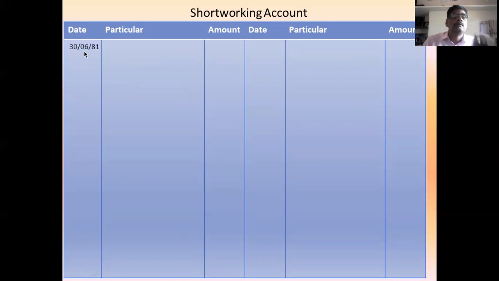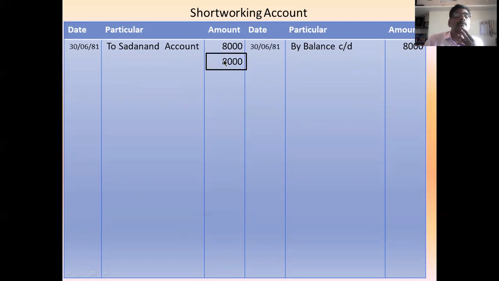See here. First year end, to Sadanand. Lessor is Sadanand. There is 8,000 in the SW column, in the first year, first line. And there is no amount in the SWR and SWIR columns. Therefore, you close the account and ascertain the balance. By balance carried down 8,000.